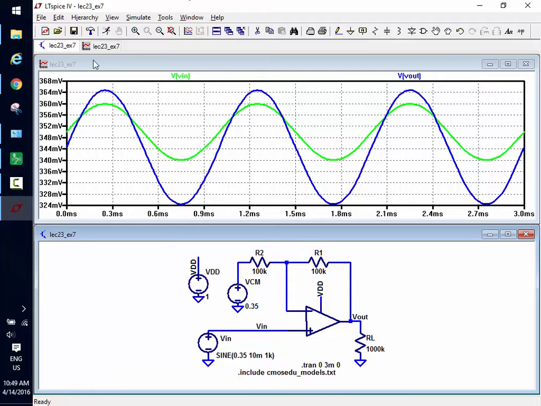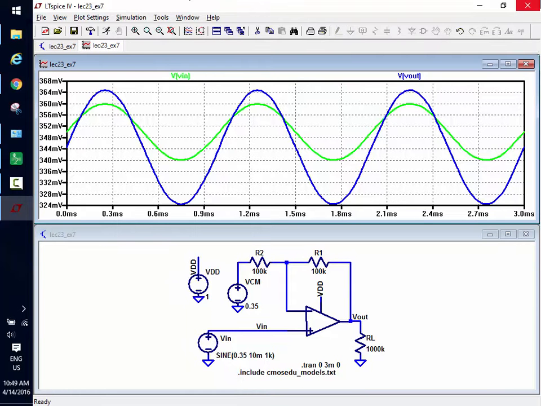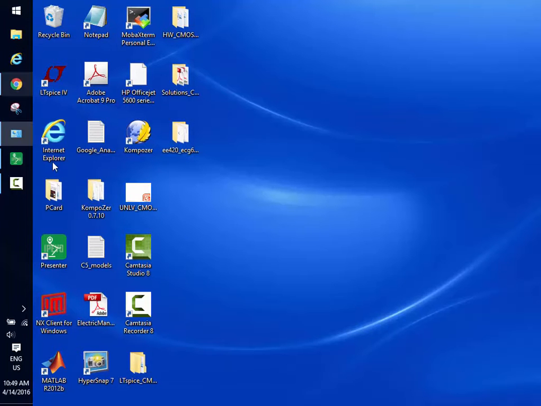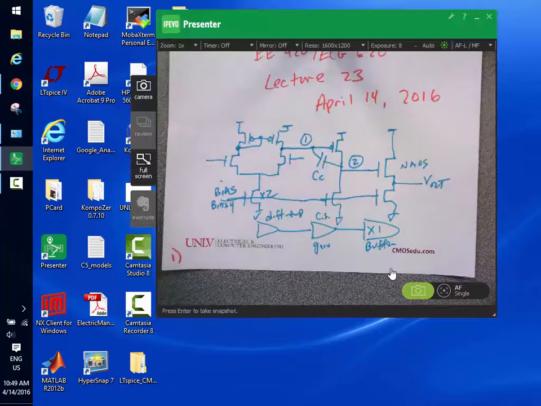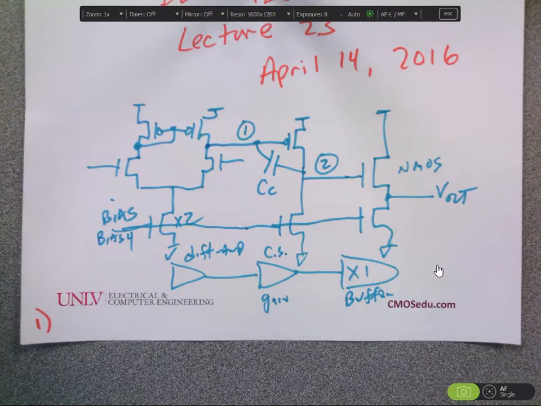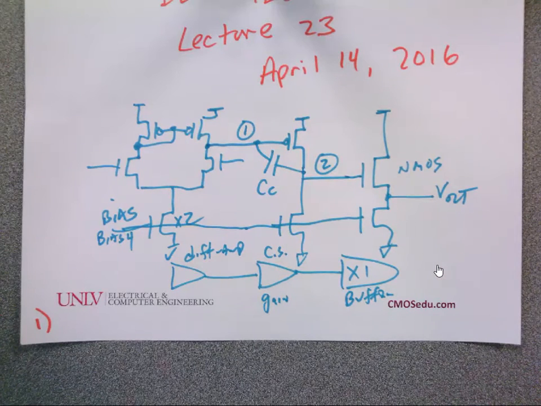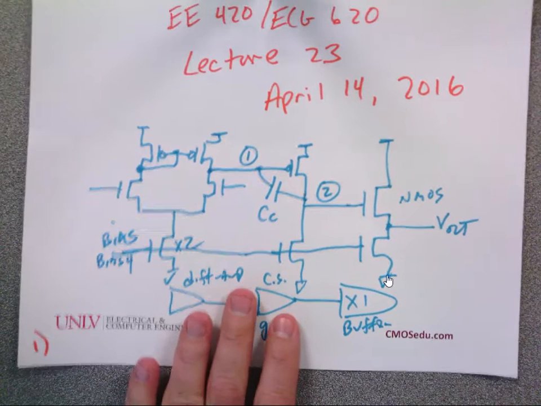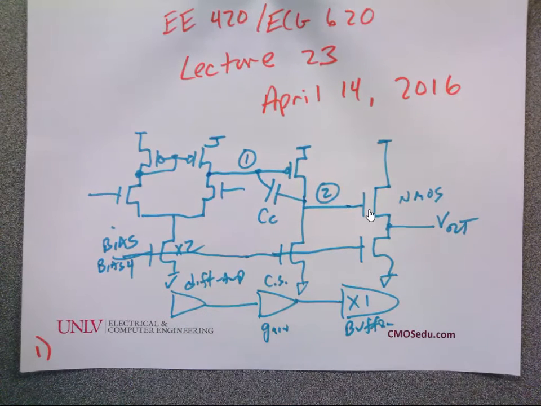Is that enough examples? Okay, so let's go back now and return to the book and talk about two-stage op amps. In our initial discussion, because it only makes the circuitry a little bit more complicated, I'm not going to put the output buffer on. So we're only going to be driving capacitive loads.